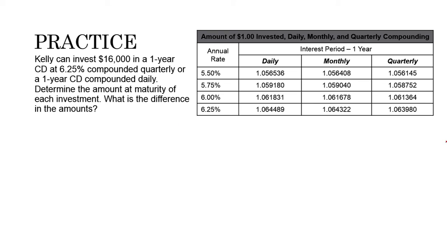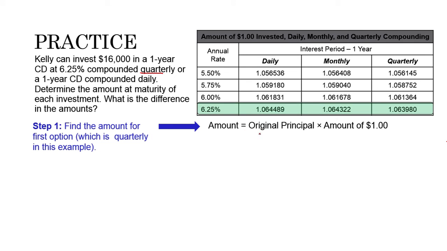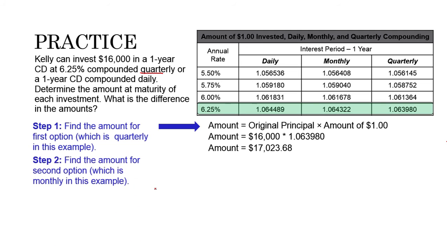Alright, so find the first option, or the amount for the first option, which is quarterly. And this time we're looking at the 6.25%, which is that row right there, and we're looking for quarterly, which is the 1.063980. Multiply that by 16,000, that gives us $17,023.68.